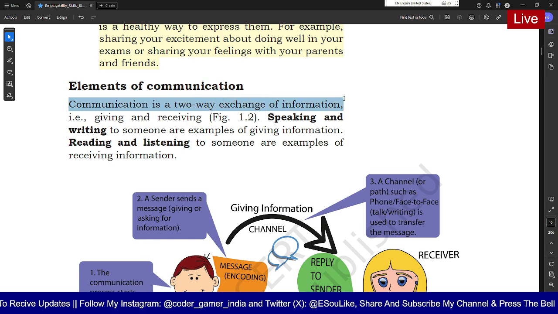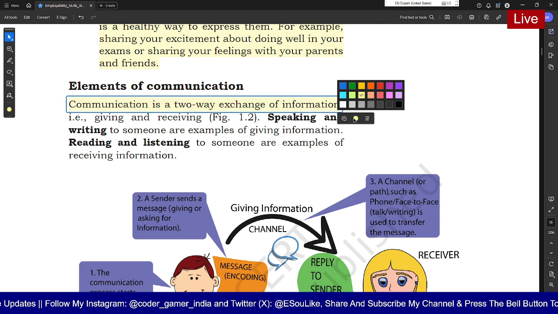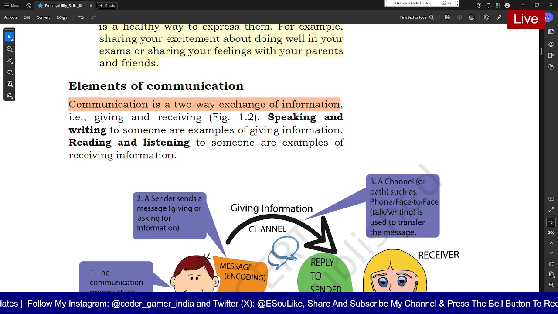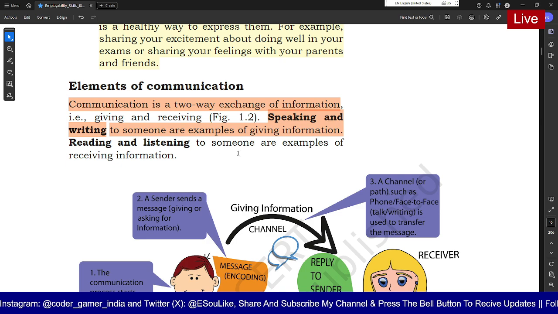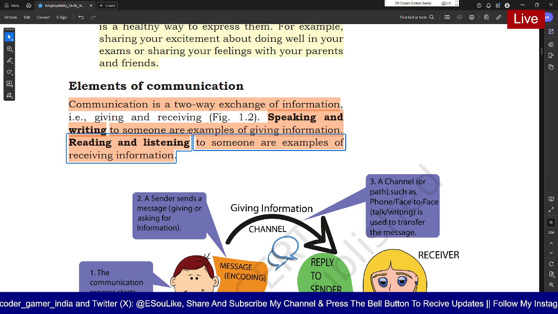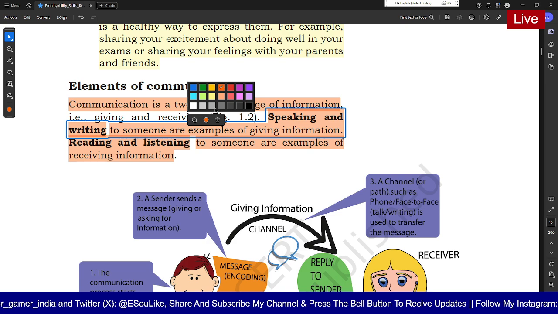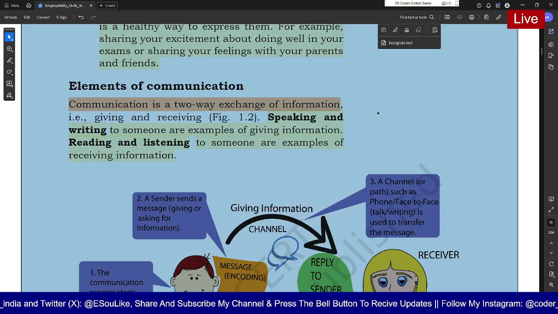Communication is a two-way process for exchanging information. For example, speaking and writing to someone are examples of giving information. Reading and listening are some examples of receiving information. These two could be questions in your exams, so I am highlighting them in yellow so you could understand.